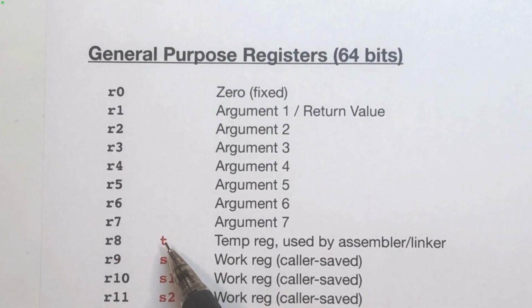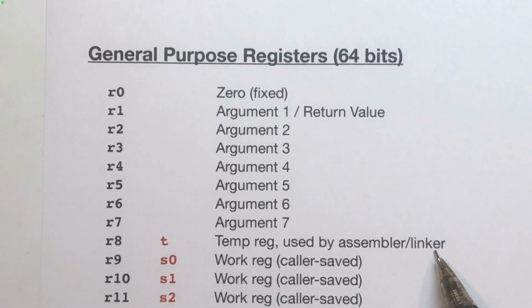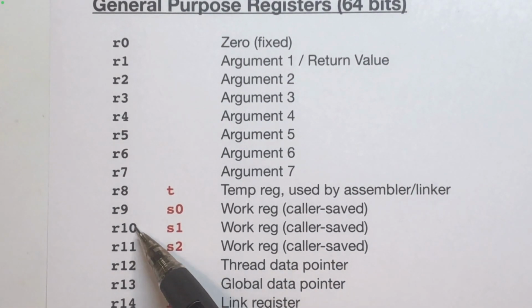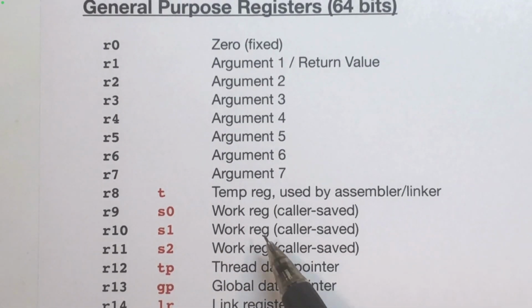Register 8 is also called the T register, and that's a temporary register used by the assembler and linker in processing synthetic instructions. This would typically be avoided by programmers. Registers R9, 10, and 11, also called S0, S1, and S2, are general purpose work registers that can be used within a function.